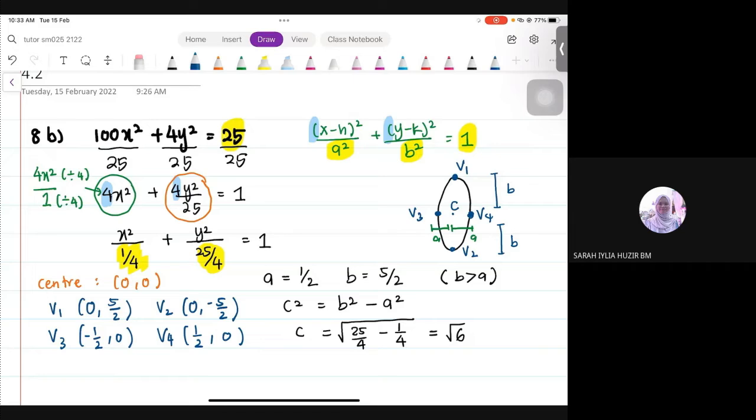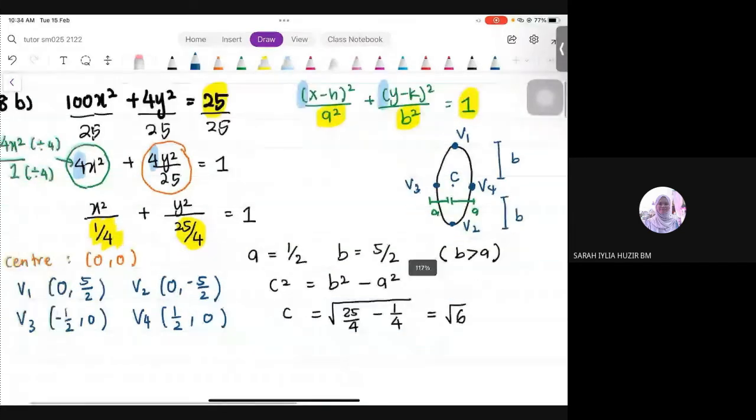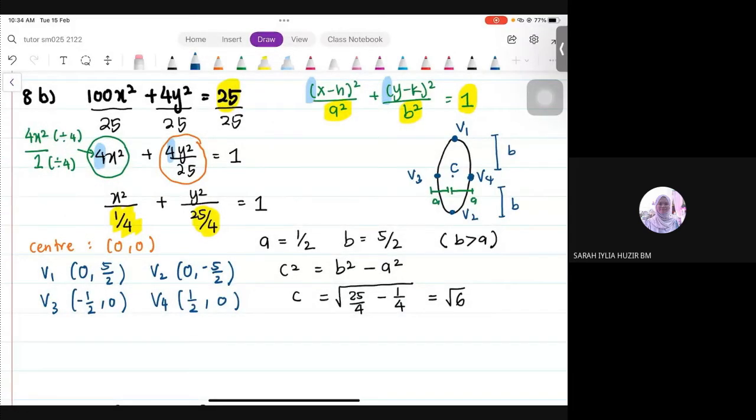Okay, and then last one, kita nak kena cari foci. Foci mesti ada 2. And foci always lies on major axis. Duduk kat paksi yang panjang. So sekarang B yang panjang, so dia duduk atas B lah tadi. Saya label kat sini lah. Okay, mesti ada F1, mesti ada F2. And our distance must be small c just now.